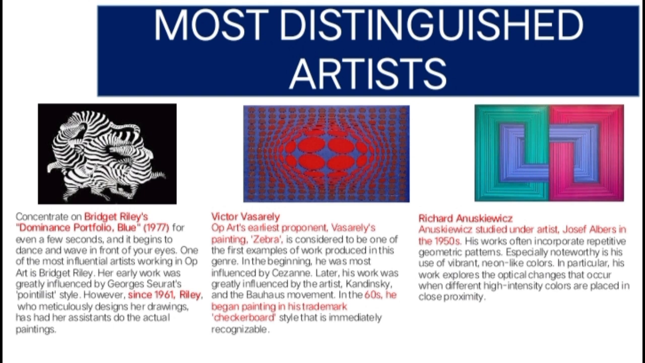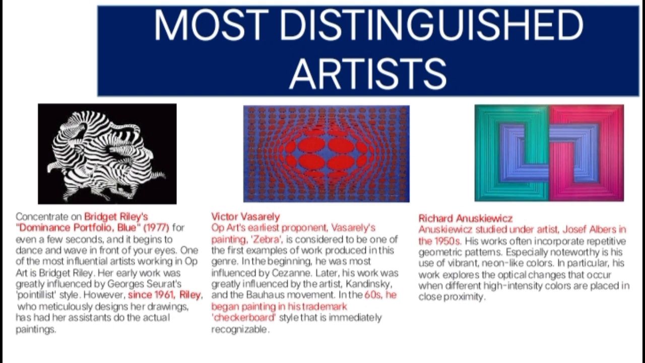Victor Vasarely was one of the first artists to pioneer op art, and his painting, Zebra, is among the earliest instances of the style. He was first inspired by the artist Cézanne, but eventually adopted the concepts of Kandinsky and the Bauhaus movement, which focused on shapes and colors. In the 1960s, he became known for his distinctive checkerboard style, in which square patterns produced eye-catching effects.